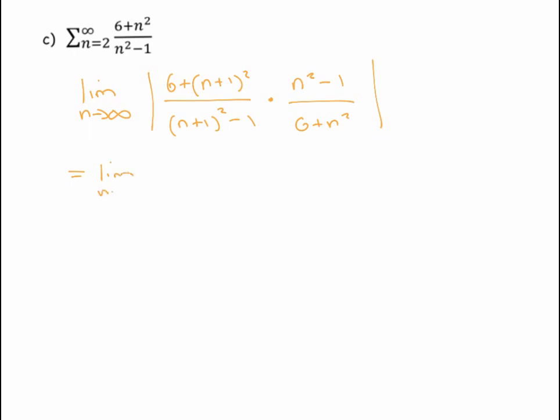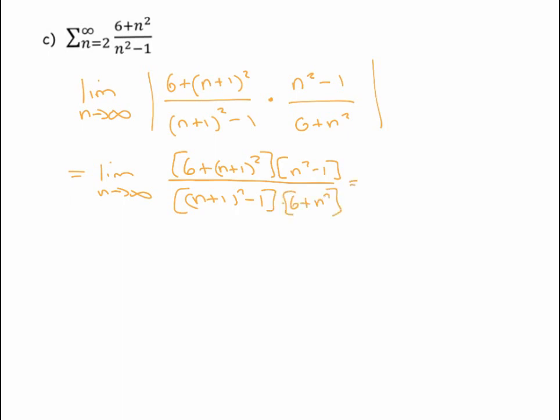Okay, so again, we start by taking the limit as n goes to infinity of the absolute value of the n plus first term and then divide that by the nth term. Now, to get a handle on this, we don't really want to multiply anything out. What we want to understand is, first I'm going to write it as one fraction. So this is 6 plus n plus 1 squared all times n squared minus 1 divided by n plus 1 squared minus 1 times 6 plus n squared. And then again an absolute value.